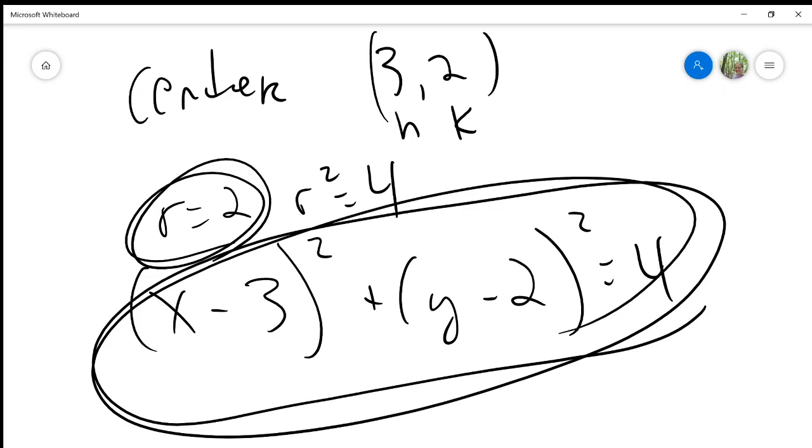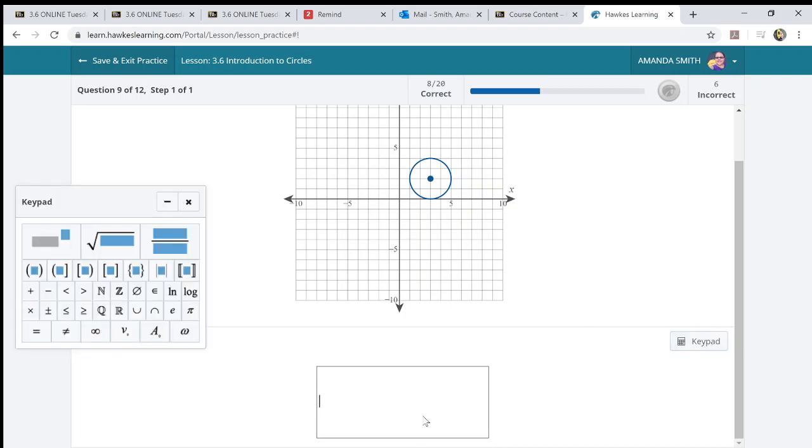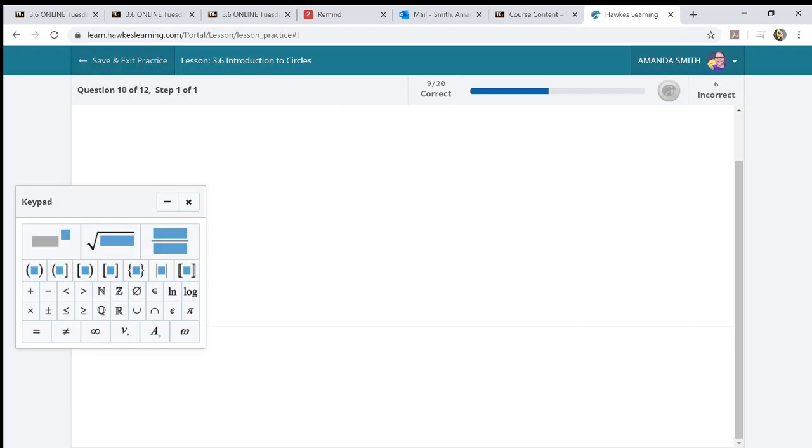And so I will go back to Hawks, and I will plug this thing in. And then I believe that'll be enough. I think we'll be done. So we're going to need our keypad out again. So here we go. We will have x minus 3, and I, of course, will have to square it, plus sign, y minus 2, and, of course, we'll have to square it, equals 4. All right, done.